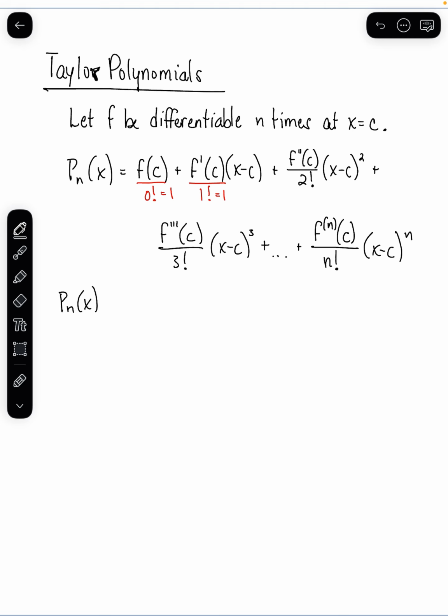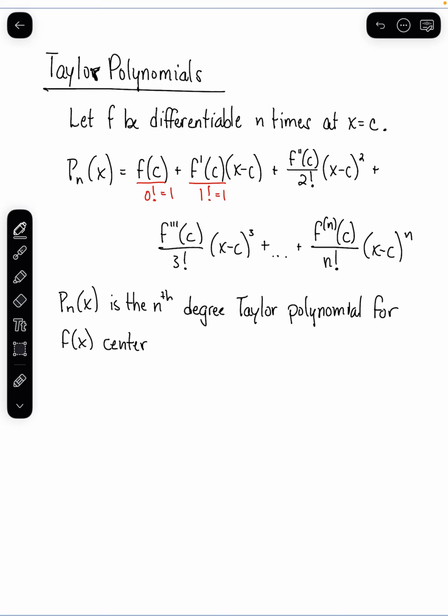P sub n of x, then, is the nth degree Taylor polynomial for f of x centered at x equals c.